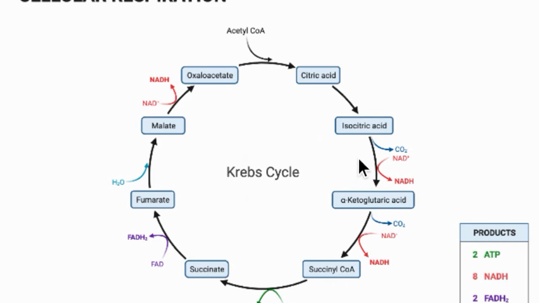So in total, all the stuff that the Krebs cycle brings out here is you get 2 ATP molecules, 8 NADH, 2 FADH2, and 6 carbon dioxides.